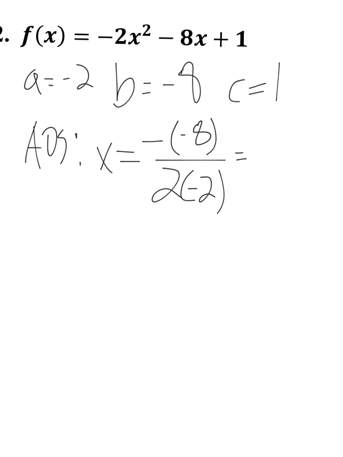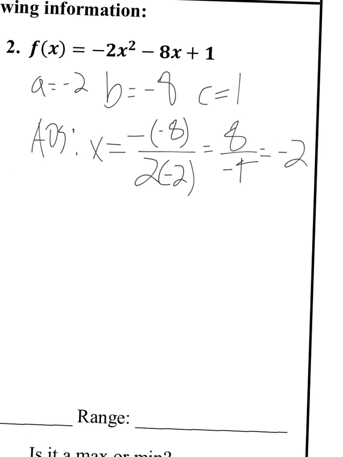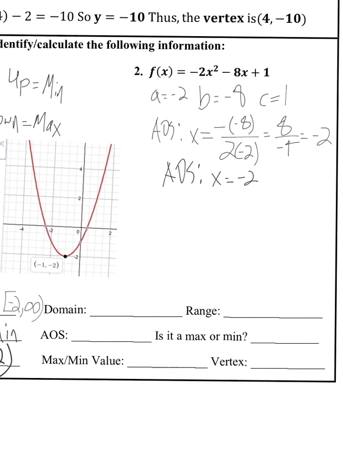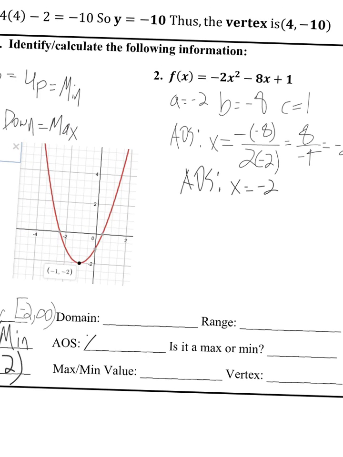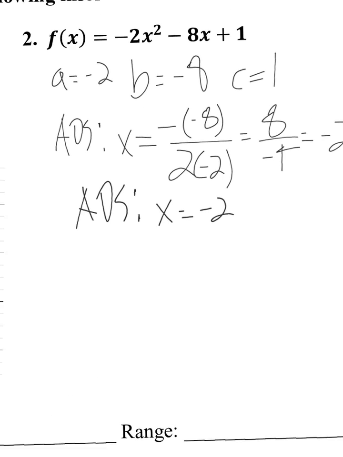So this is going to equal 8 over -4. And 8 divided by -4 is -2. All right, so my axis of symmetry is officially at x equals -2. So I'll write that down in this blank: x equals -2. All right, so now we just need to figure out our max or min.